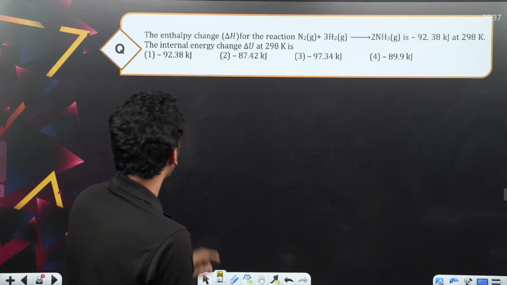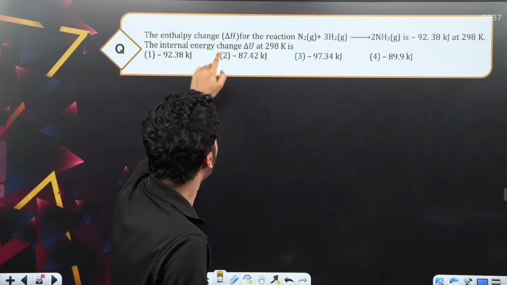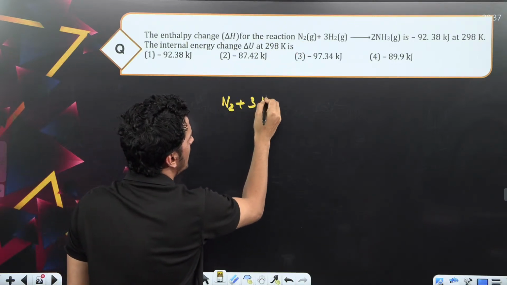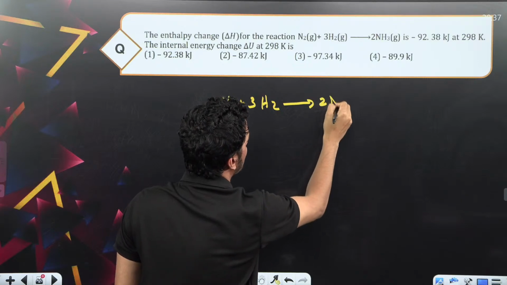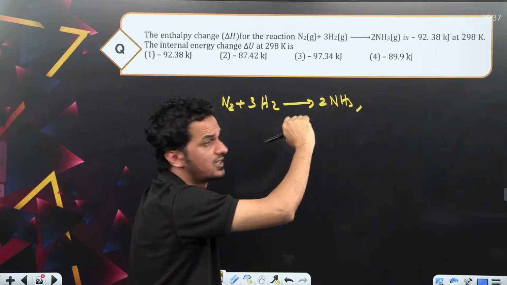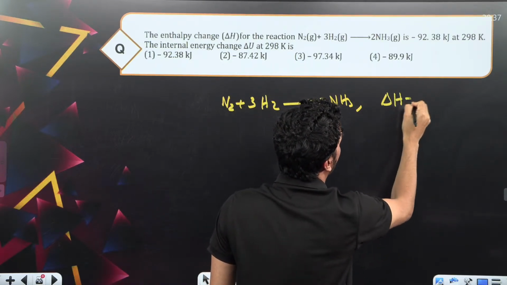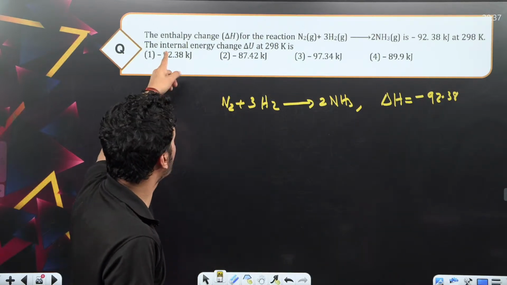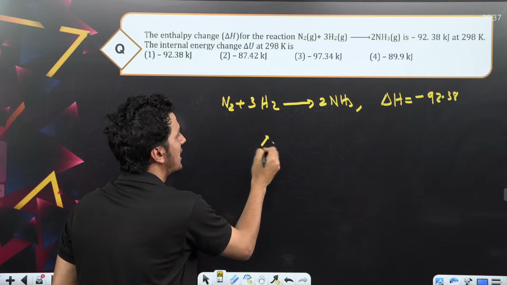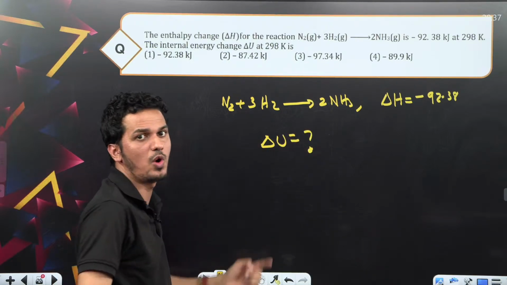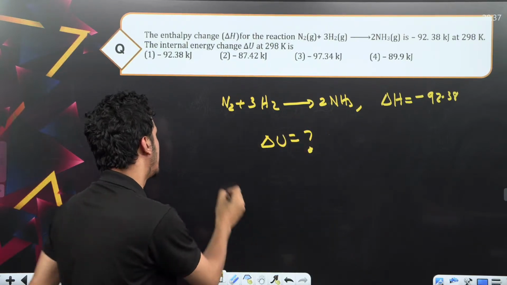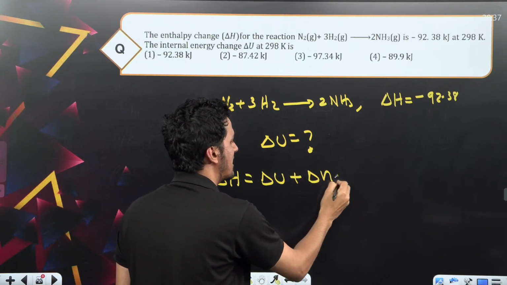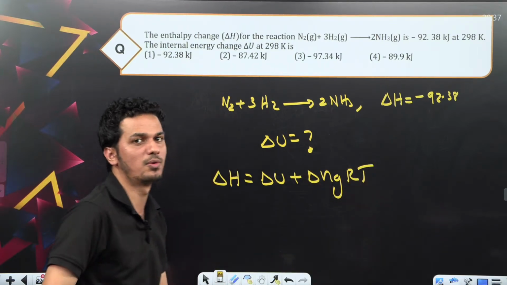What about this question? The enthalpy change for the reaction. This is the reaction they gave: N2 plus 3H2 gives 2NH3. Its enthalpy change they gave. How much? Delta H equal to minus 92.38. They are asking what is the internal energy change, delta U? That's the question. How can I relate delta H and delta U? Delta H equal to delta U plus delta n g RT. This is the formula we have to apply.